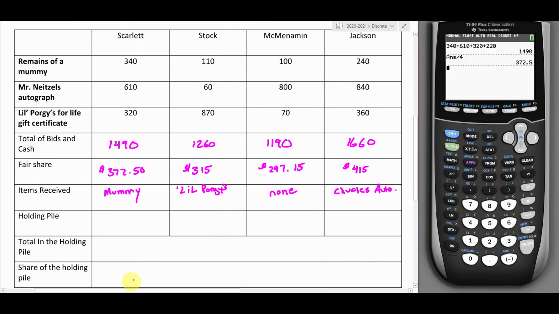All right, so now we got to figure out the holding pile. And on the quiz, when I was looking through your work, this is where most people started to fall apart. We got through the first three things here, and then figuring out what goes into the holding pile proved to be difficult for you guys, so pay attention here.